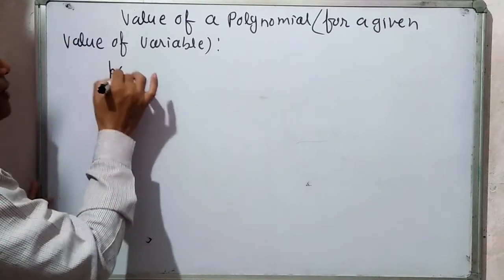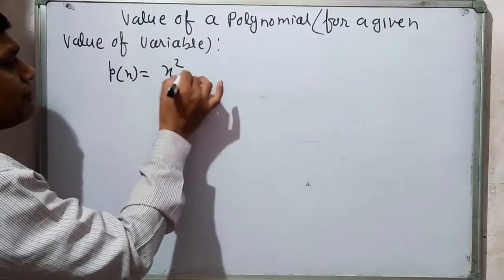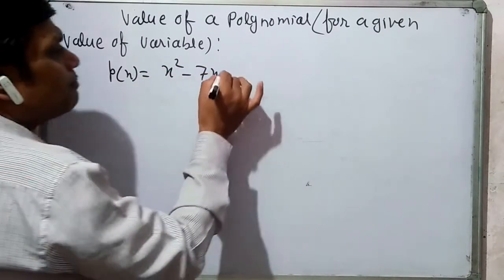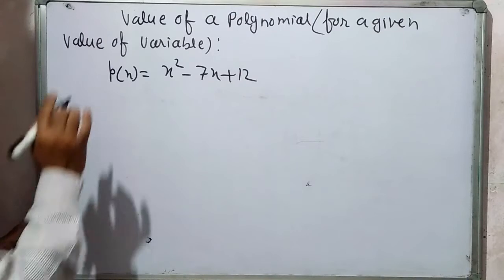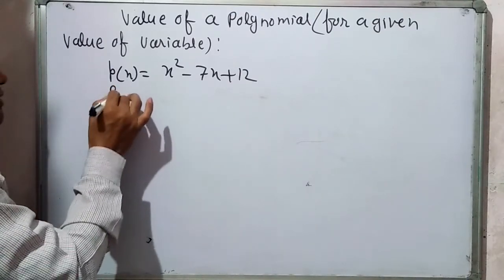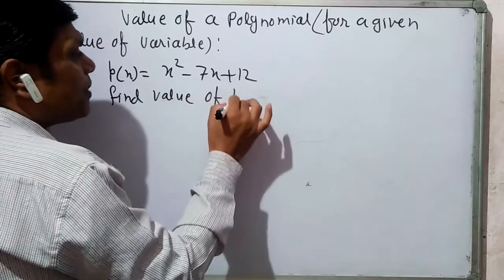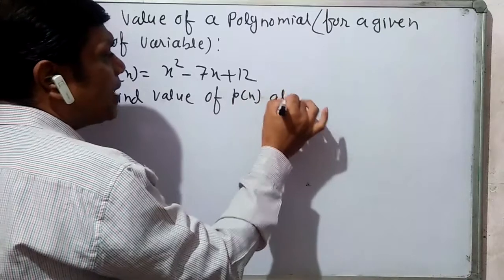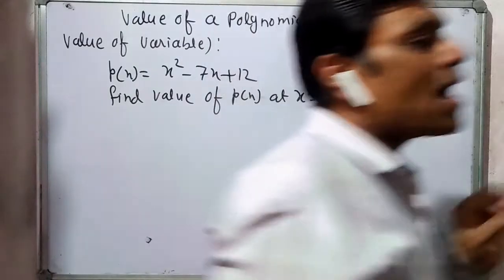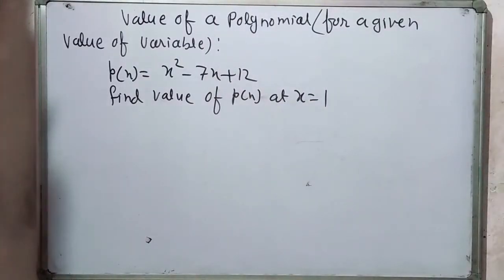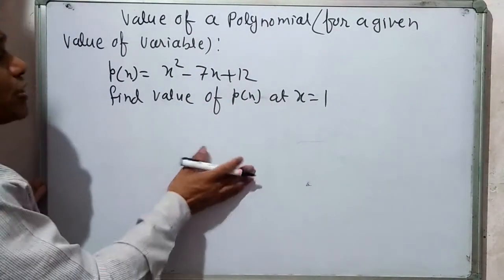Let us take one example. Suppose we have a polynomial p(x). I write this as x square minus 7x plus 12. Right? Now what we want to find is the value of p(x) at x equals 1. Suppose we are given x is 1. So what will be the value of polynomial p(x) at x equals 1? How shall we write it?